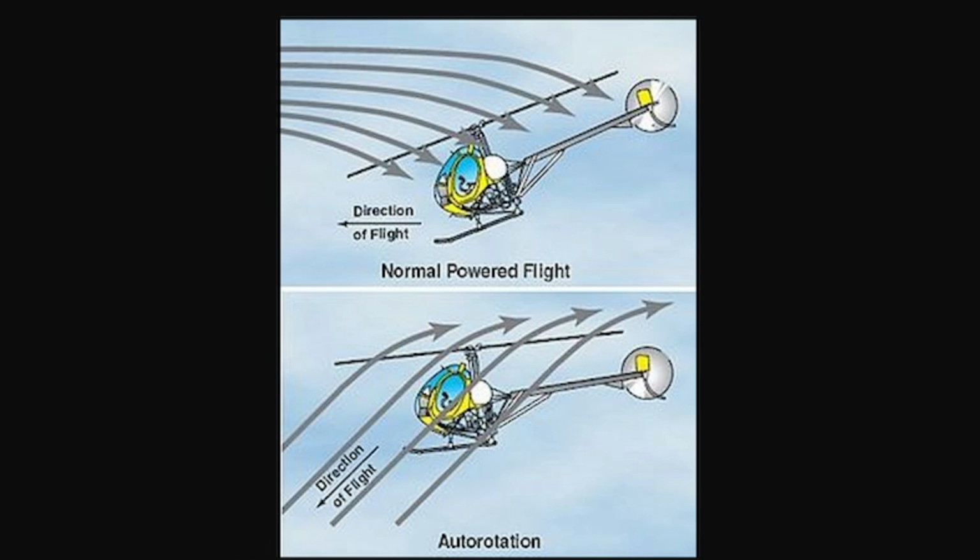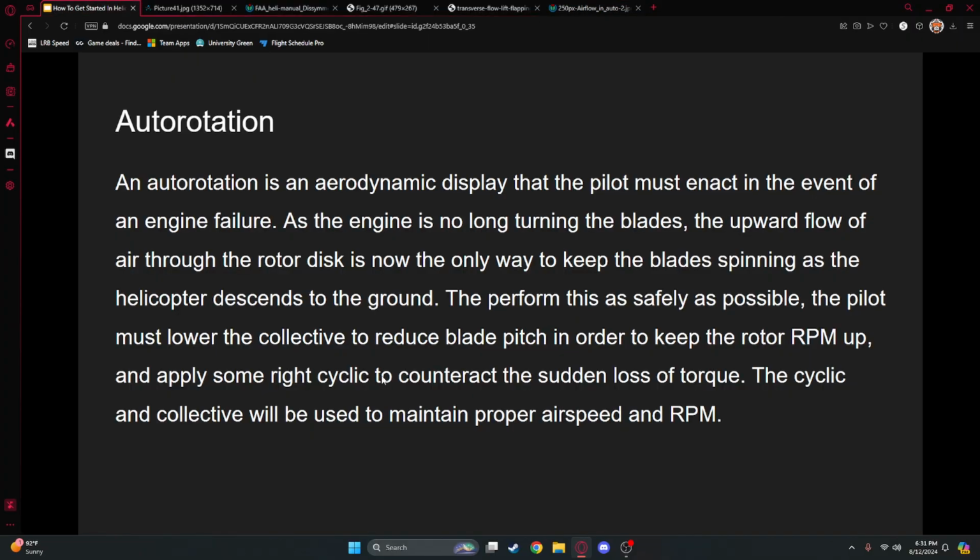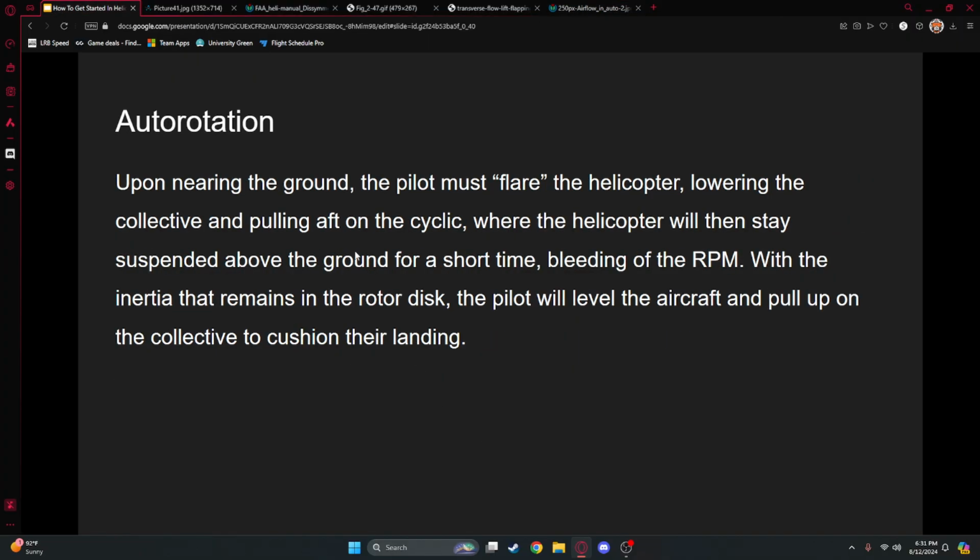And so now the air is moving up because the direction of flight here, we're flying downward because our engine's out, we're coming down. But we're going to control that collective and that cyclic to keep our speed and rotor RPM in an acceptable spot. So there's another slide to this.